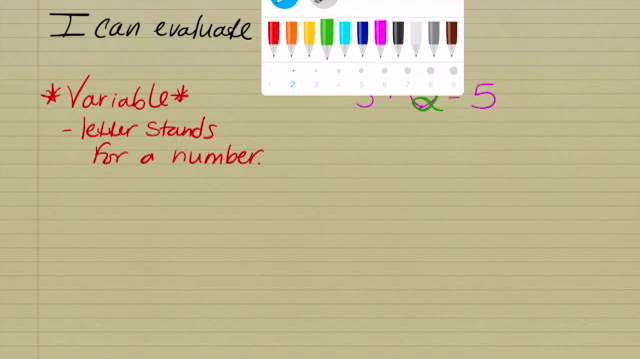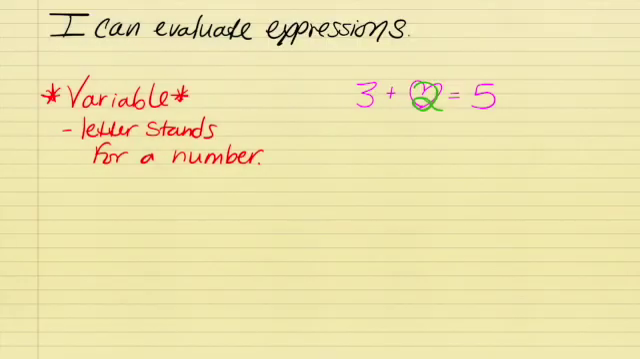And then you got to middle school or later elementary school, and you started seeing things like this. 3 plus this blank box equals 5. And your teacher would say, okay, what number goes in that box? And you would say, oh, 2 goes in the box. 3 plus 2 is 5.